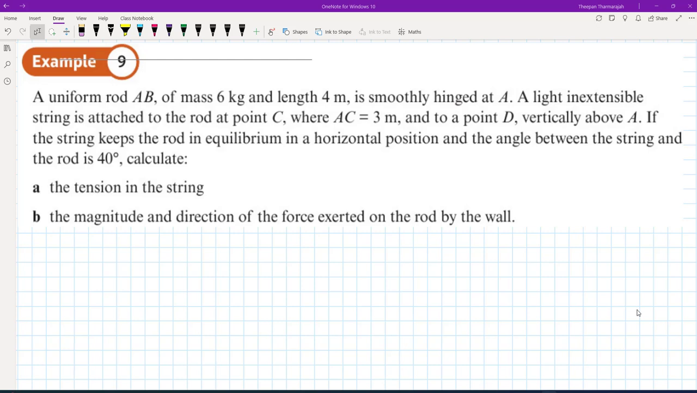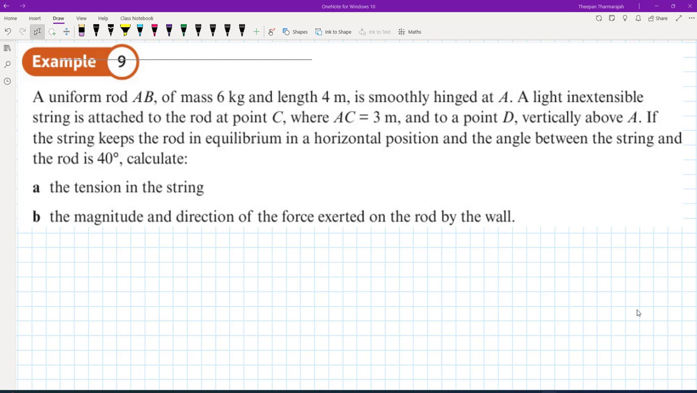So here is the final video on statics of rigid bodies in mechanics for A-level maths. The question states a uniform rod AB of mass 6 kg and length 4 meters is smoothly hinged at A. A light inextensible string is attached to the rod at point C, where AC equals 3 meters, and to a point D vertically above A.